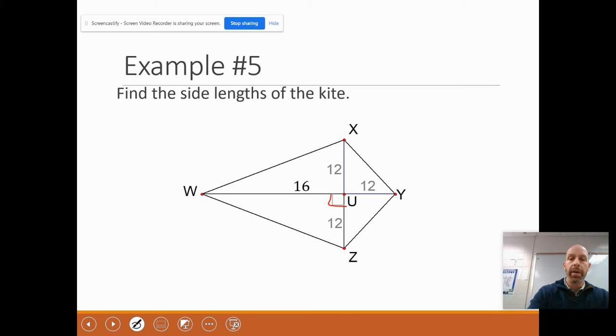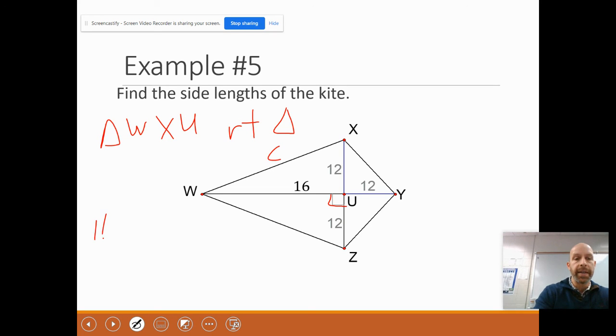Look at this triangle right here. Look at triangle WXU. That is a right triangle. That means the Pythagorean theorem applies. I'm going to call this side here side C. So we know that 16 squared plus 12 squared has to equal C squared.